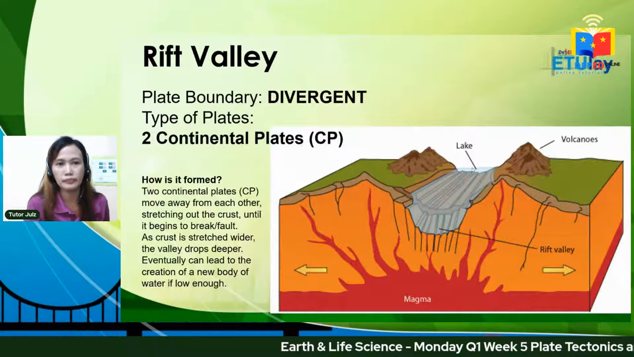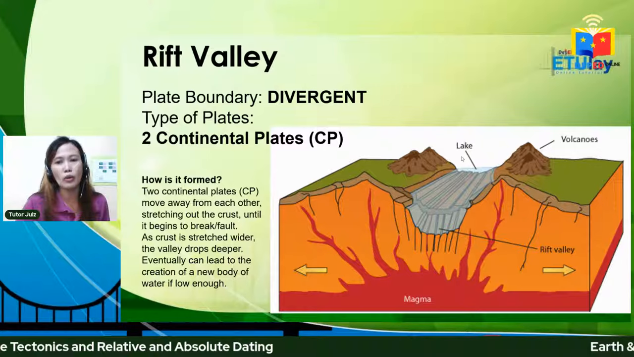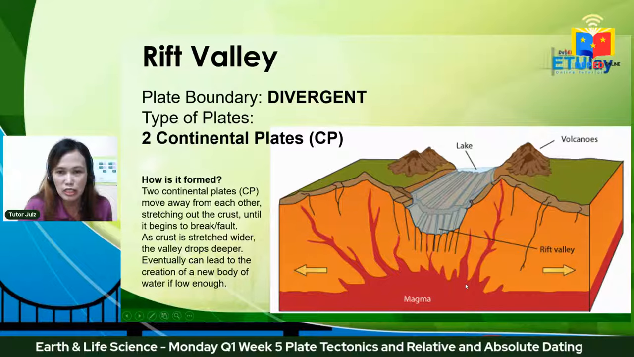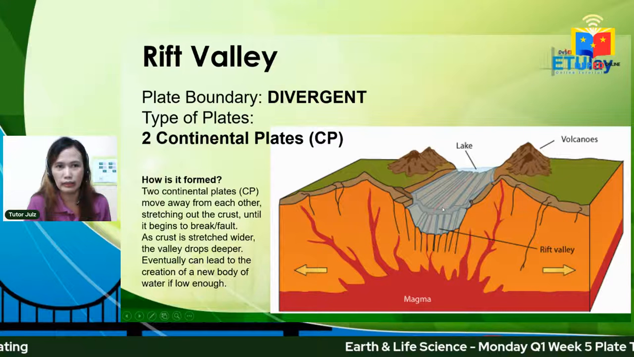Okay, how about rift valley? The rift valley form in divergent boundary. So it is a interaction of the two continental plates. So how is it formed? The two continental plates. Okay, one continental plate and the other. So what will happen? It moves away from its other, stretching out crust until it begins to break the fault. Ayan, maghihiwalay sila. And eventually, can lead to the creation of a new body of water. Siyempre, pag bumaba na to, papasok dyan ang tubig. So that is rift valley. Sample, the East African Rift Valley.